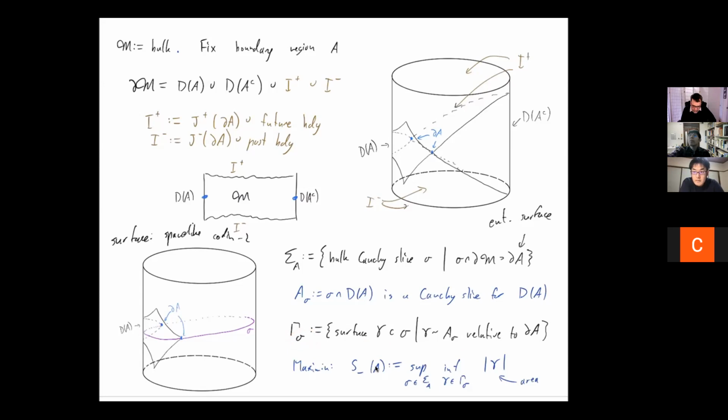And now what I do, okay, so I denote the area of a surface by absolute value. And for a given bulk Cauchy slice sigma, I minimize the surface area among surfaces that are homologous to A. And then I maximize over the choice of bulk Cauchy slice. Okay, so that's Aaron Wall's maximin formula from, I think, 2012.